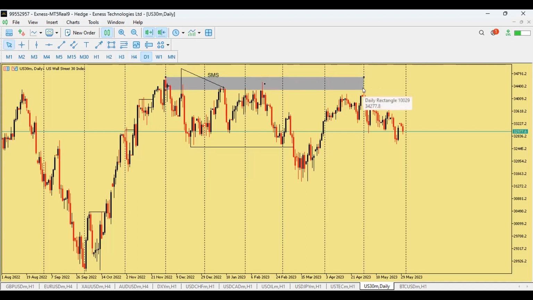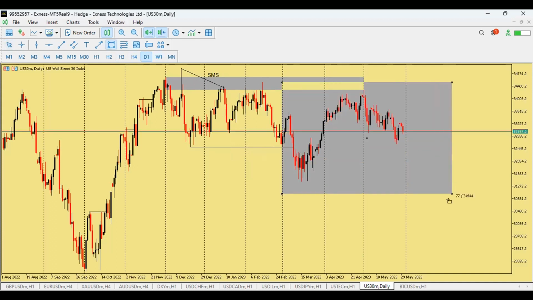Yes, it respected it a couple of times. 1, 2, 3 times. And then from there now the price is just choppy. I mean, this is on daily. Let's go to 1 hour to have a look on this area here.